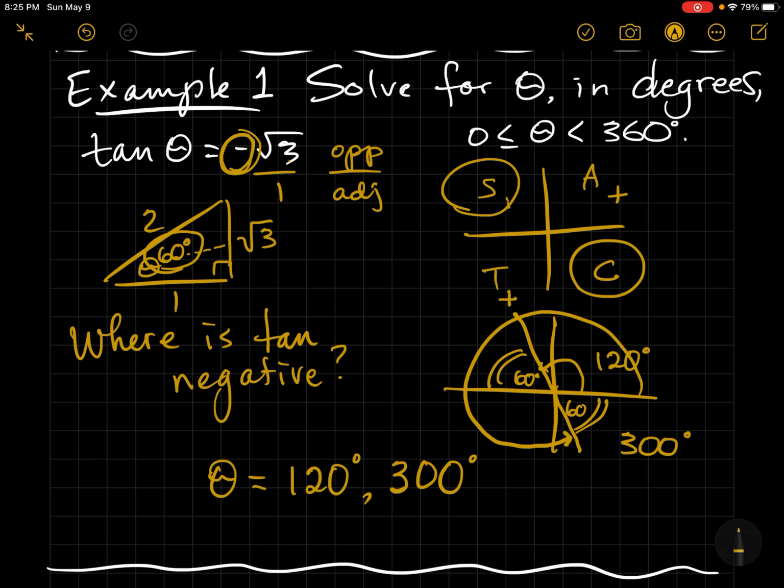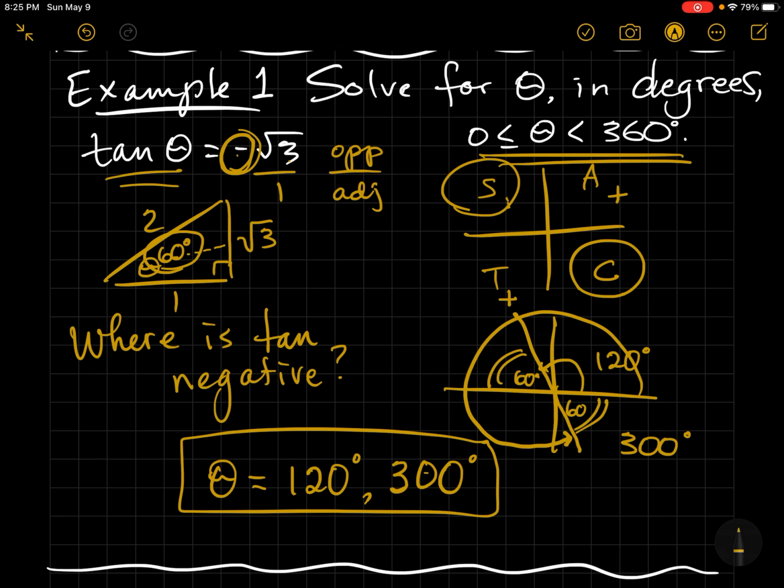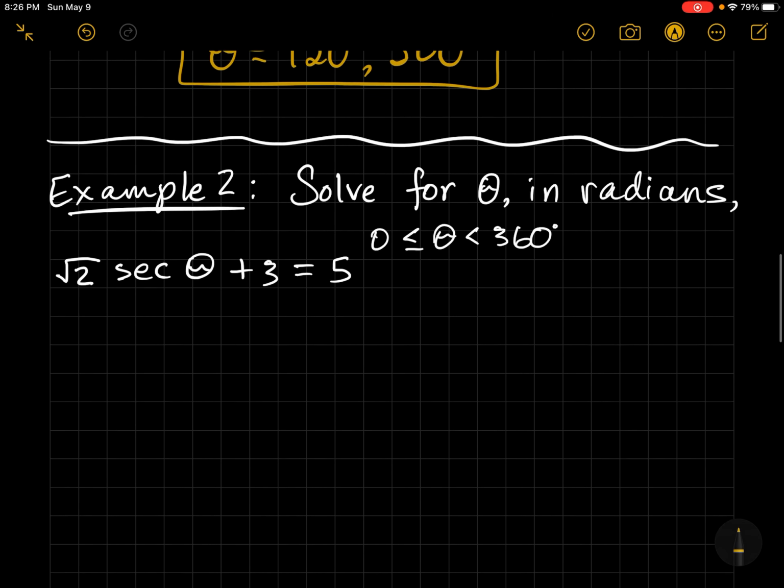And if you wanted to double check your answer, you could punch in the tangent of 120 on your calculator, and you'll see the answer is negative radical 3. Or you could do the tangent of 300 on your calculator, and you will also get a negative radical 3. Okay, and these are all possible answers between 0 and 360 degrees.